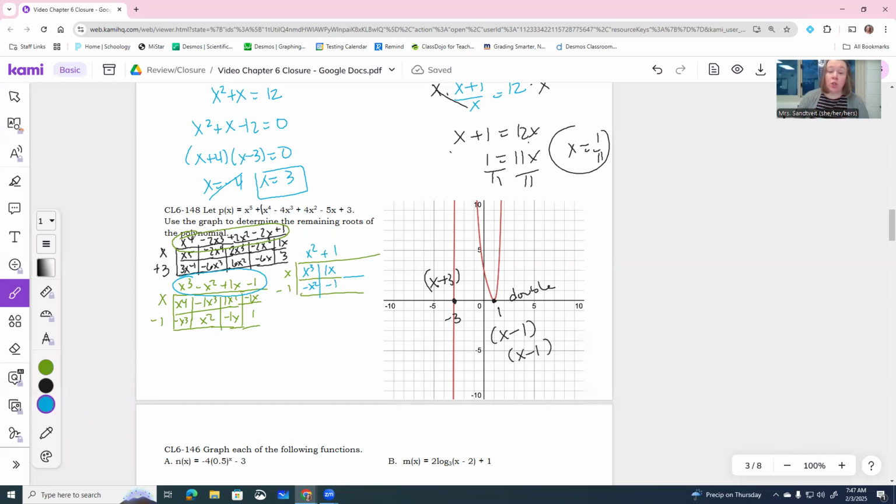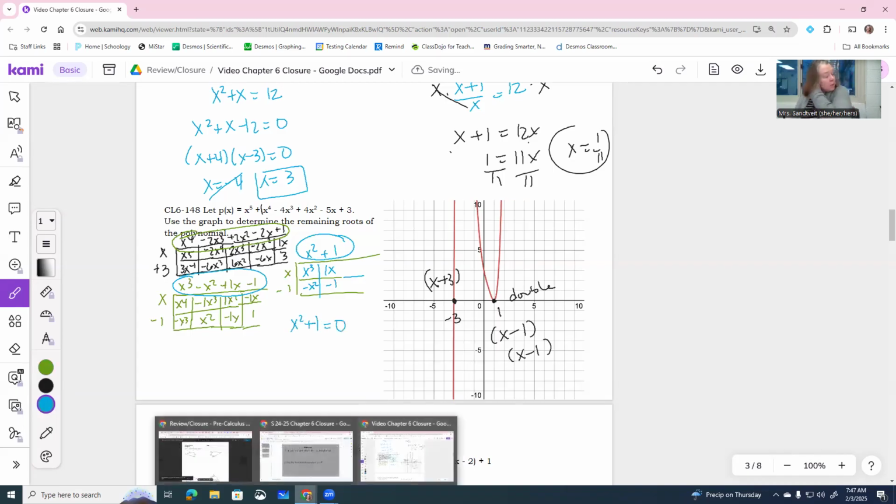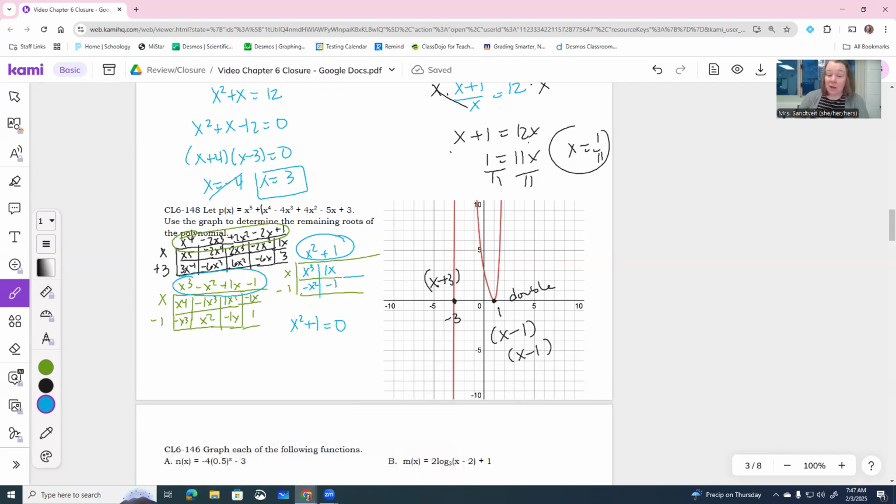Got what I need. So to find the remaining roots, I have to set that, I'm trying to solve this equal to 0. Which some people will be like, oh, I have to try to factor or use the quadratic formula. But you don't have an x in there. I would just subtract 1 and then take the square root of both sides. So x equals positive or negative the square root of negative 1, which is just i. Okay, so these are your remaining solutions. And then your solutions from the graph would have been the negative 3 and the 1. So those are all the solutions there.